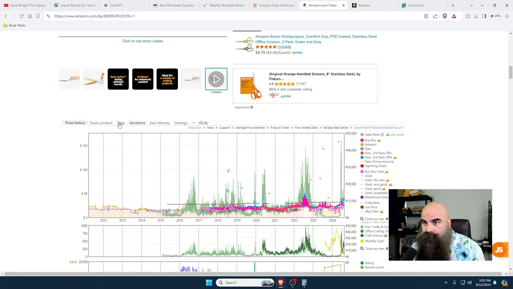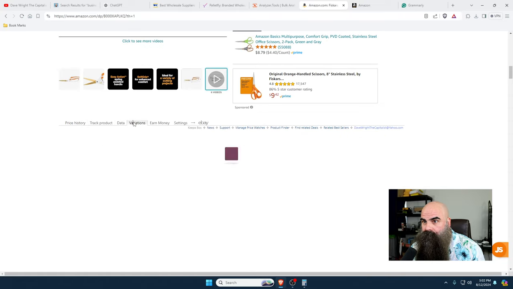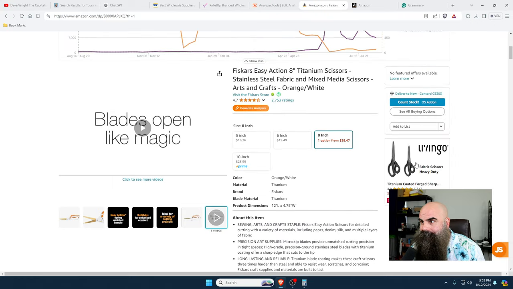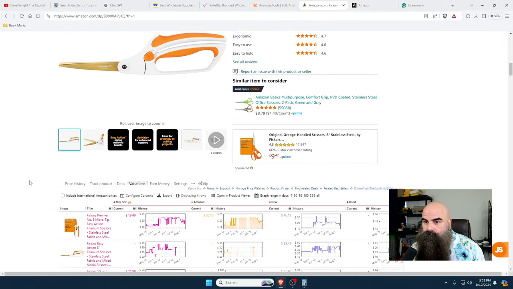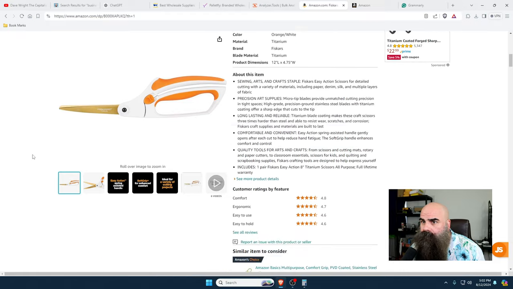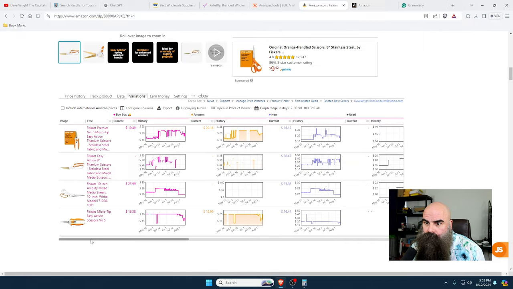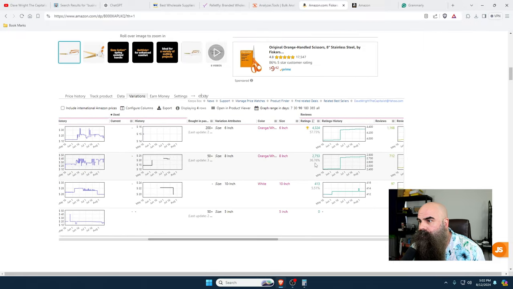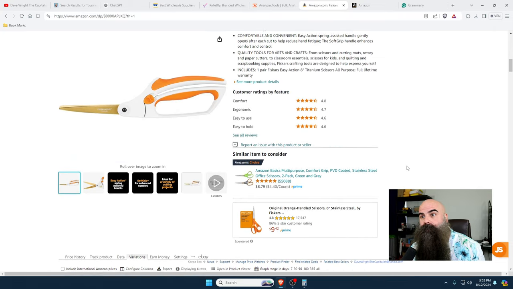Okay, we're back on Keepa. We're going to look at the variations because we're looking at the 8-inch scissors here. Out of four variations, which are the ones like that. So it's those. Those sell 36.76.